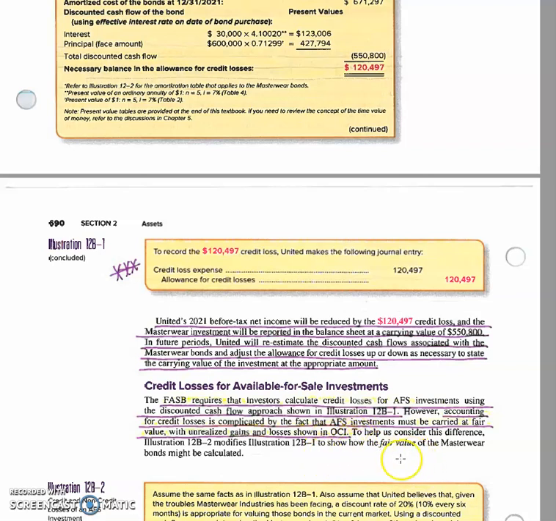Now, the difference here is that the credit losses, if you think you will have to sell the investment before you can recover those, if you think you can recover them, credit losses go to net income, whereas other reductions in the fair value go to other comprehensive income.